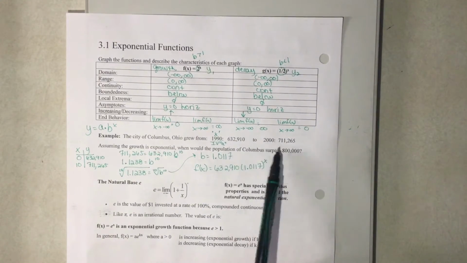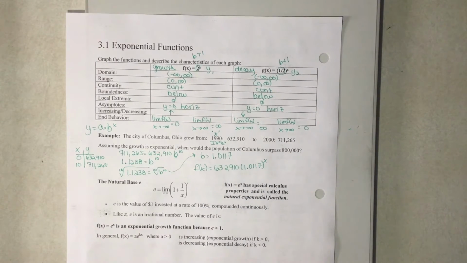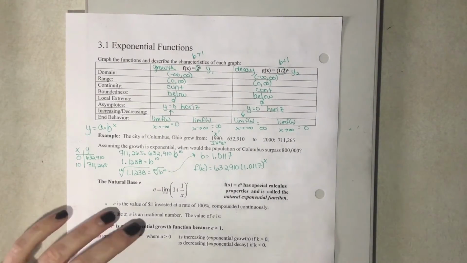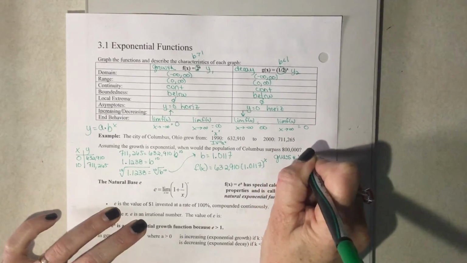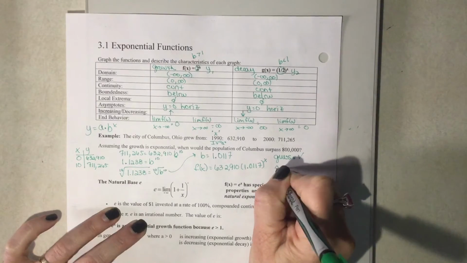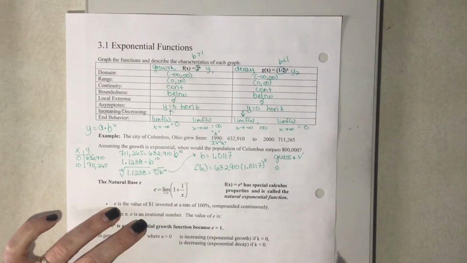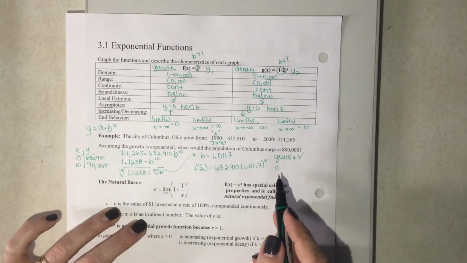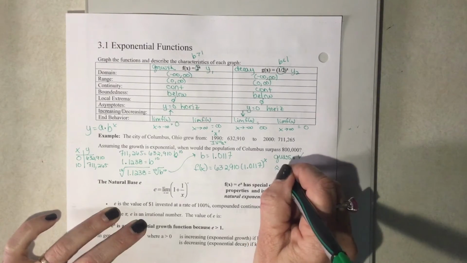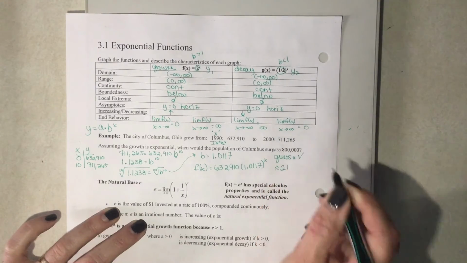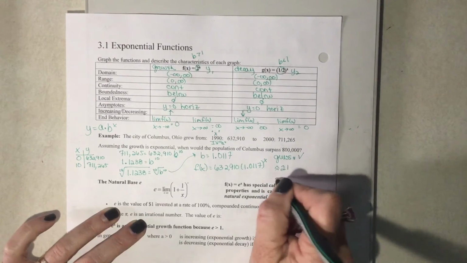Well, this is probably accurate, but in 20 years, because now that we're living it, it's pretty close. It is pretty close. It's about 4,000 off in 2016. So how many years is it going to take to surpass 800,000? About 21? 20, 21? So that'd make it 2011.